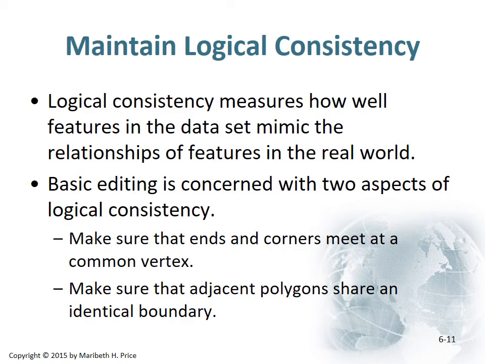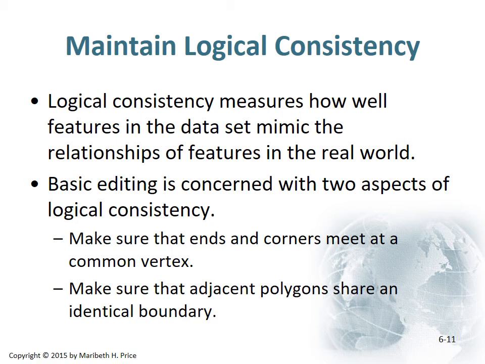One of the main goals when we're creating data sets or modifying them is to maintain logical consistency, or how well the features in our vector data set match or mimic relationships of features in the real world. So, for example, all point locations, no matter if they're point, line, or polygon, should be as accurate as possible to the location of the same points in space on the Earth's surface. Ideally, that's what logical consistency is all about.